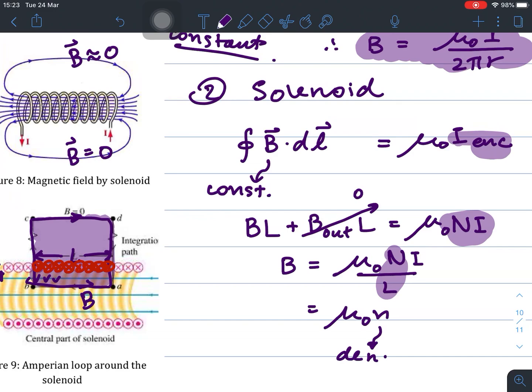Sometimes we call N over L simply small n, the density of the solenoid. The density of the solenoid is the number of turns per unit length. So it is just mu 0 n I. That is the magnetic field from the solenoid.